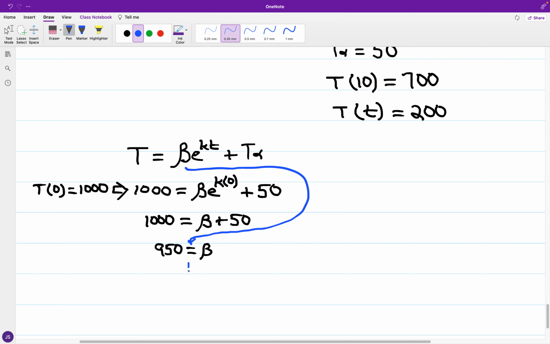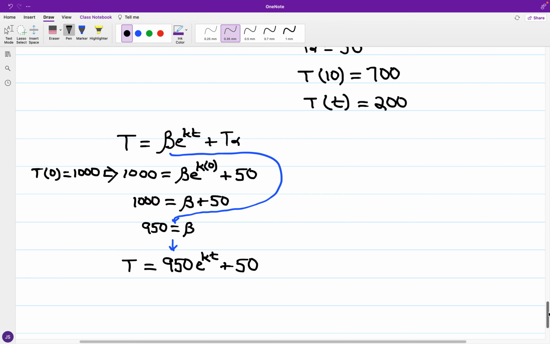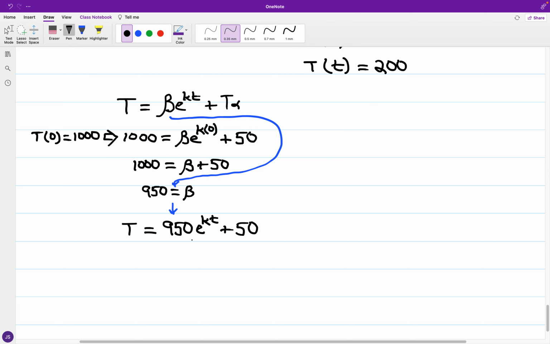And we have the equation rewritten so far. The core temperature is equal to 950 times e to the kt plus 50. Now again, 10 minutes after removal from the furnace, the object has cooled to 700 degrees. So we can start to pinpoint further how Newton's law of cooling is going to play out.